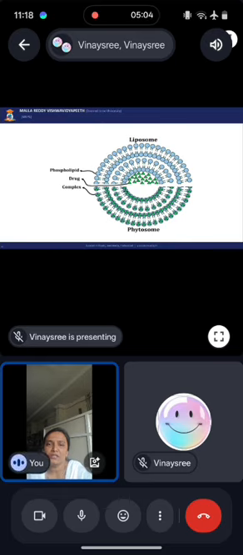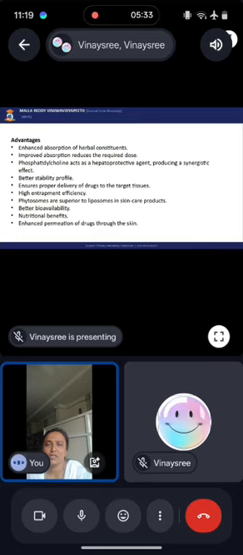So let us now see the difference in the structure of a liposome and a phytosome. As you can see in the image, the drug is present or entrapped within the micelle-like structure in the liposome, whereas in the phytosome, the drug forms a complex with the hydrophilic head. The upper part of the image shows the liposome structure, whereas the lower part shows the phytosome complex. Coming to the advantages, let's discuss the advantages of phytosomes.